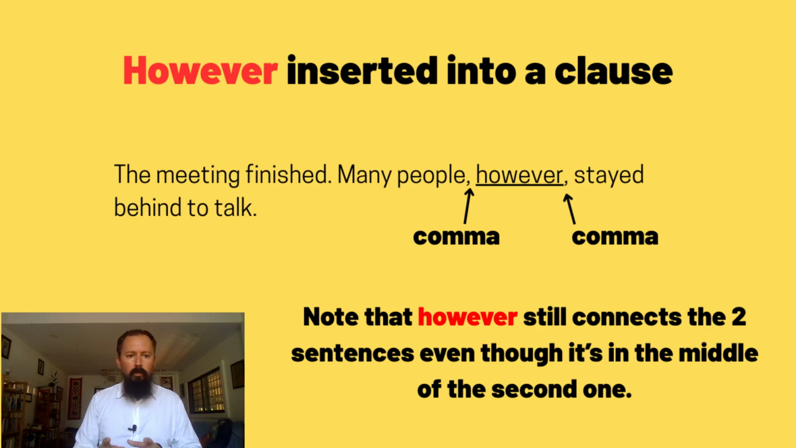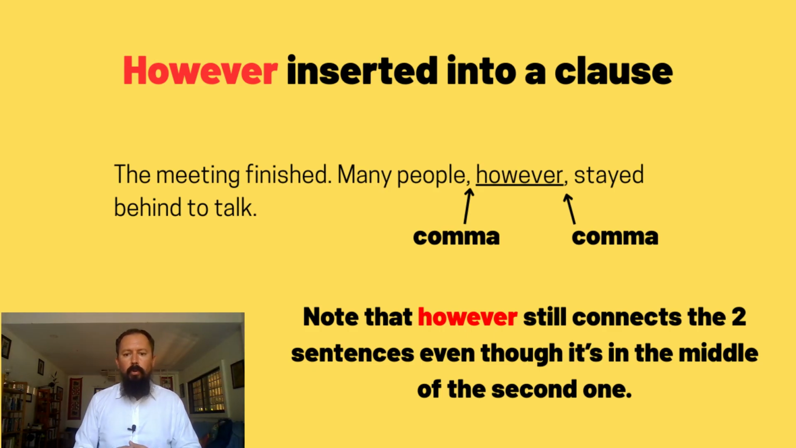Here, we're using however as a conjunctive adverb to link two sentences again, and it's the same sentences. But instead of putting it exactly in the middle, we're inserting it into the middle of the second clause. We can see here we have two commas around the word however. And whenever we insert a word into a clause like this, into a sentence, we should use two commas around it to set it apart.